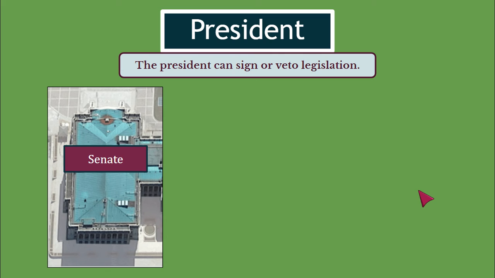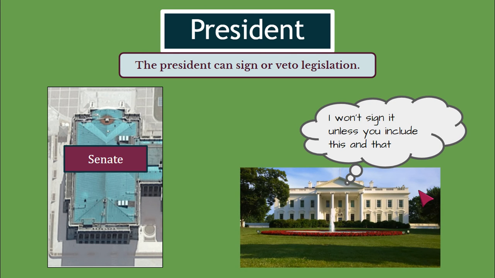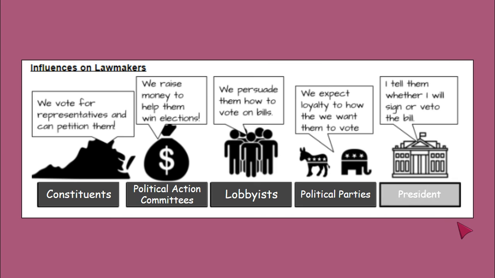So let's say there was a legislation that went through the House of Representatives and it passed, and then it went to the Senate and it passed the Senate. But the president at the White House says, I won't sign it unless you include this thing or that thing. That is going to influence the congressman. If they want it to pass, they're going to try to include what the president wants them to include because he has the power to either sign it and make it a law or veto it and make it harder for it to become a law. The president has major influence on what goes into the bills that are going through Congress. So on your last one, fill in that the president tells them whether they will sign or veto the bill.